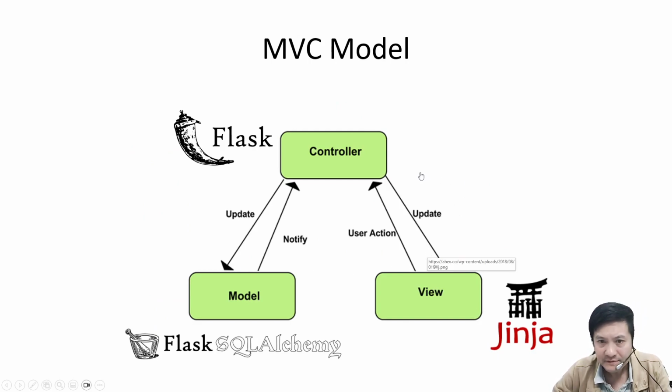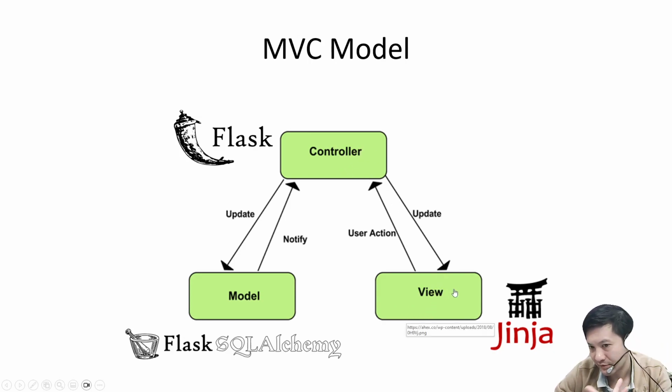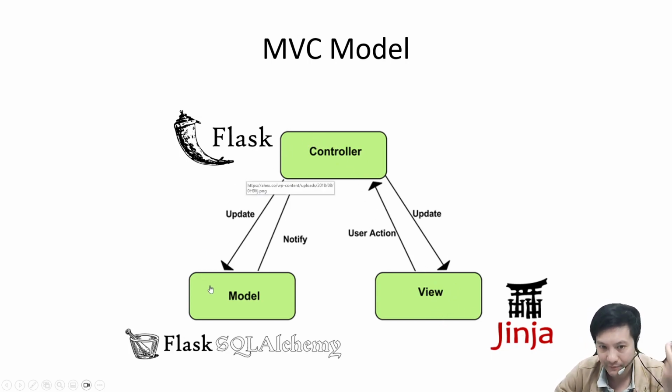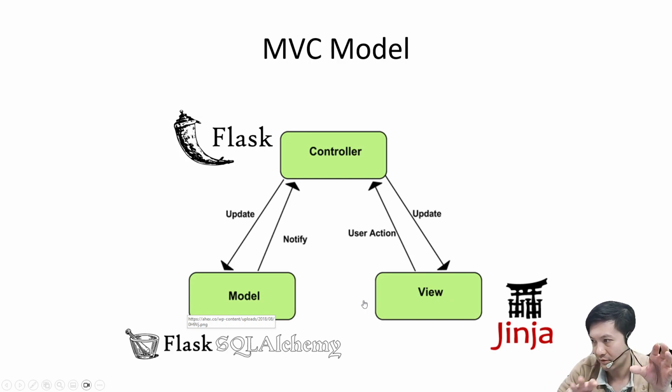Okay, now the logic is that the user will see the view from the browser, since the view is HTML, and then the controller will render the view, and then the user takes some action from there and sends the data to the controller. The controller will update the model, which means updating the database, and then the model changes also update the controller. This is the flow when you develop a web application with an MVC framework.